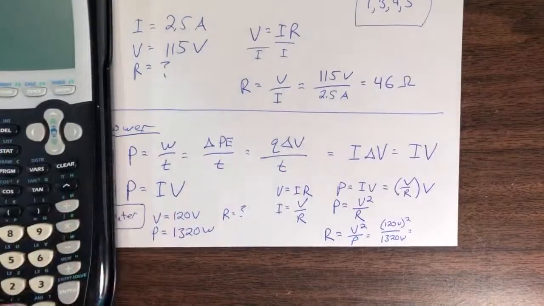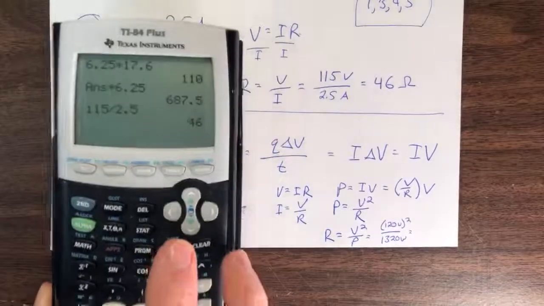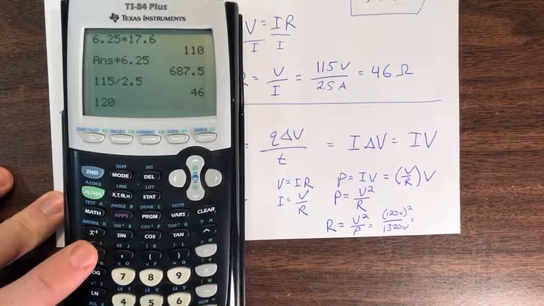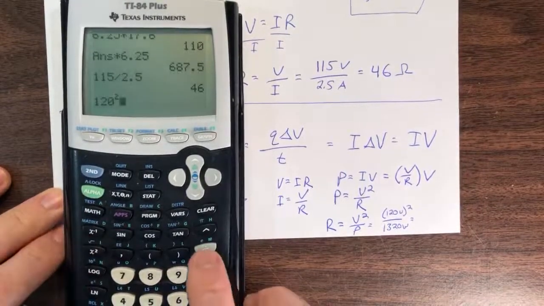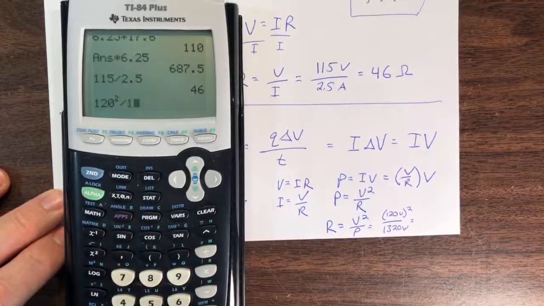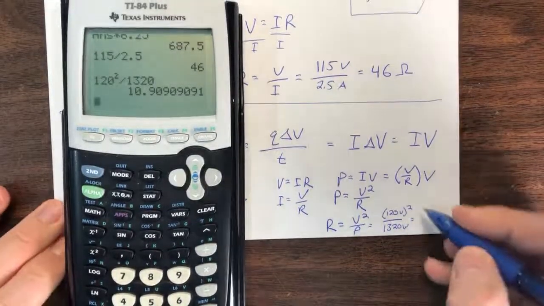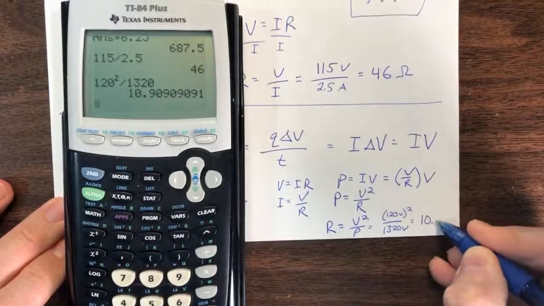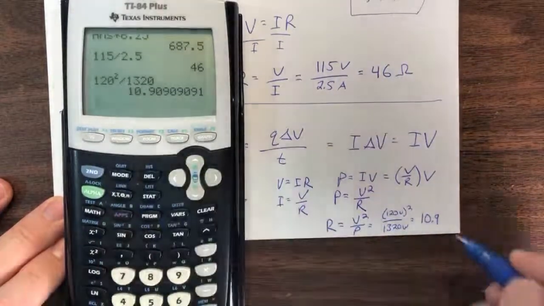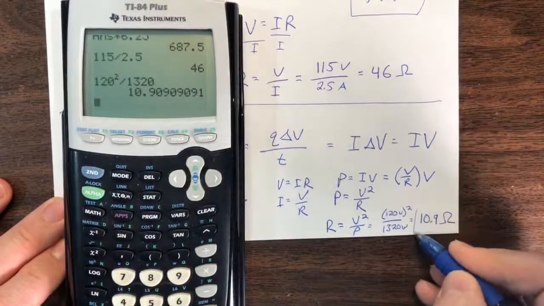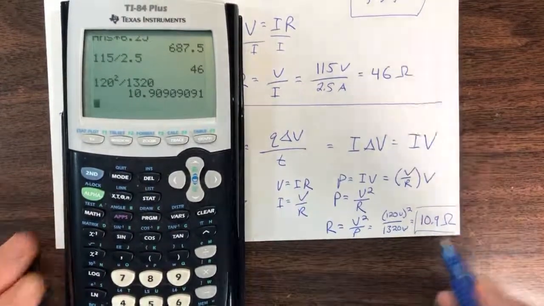Sorry, running out of room, and I'm going to save some paper. 120 squared divided by 1,320, and that's going to get us 10.9. What are the units? Well, resistance is going to be in ohms, and that's it. So 10.9 ohms.